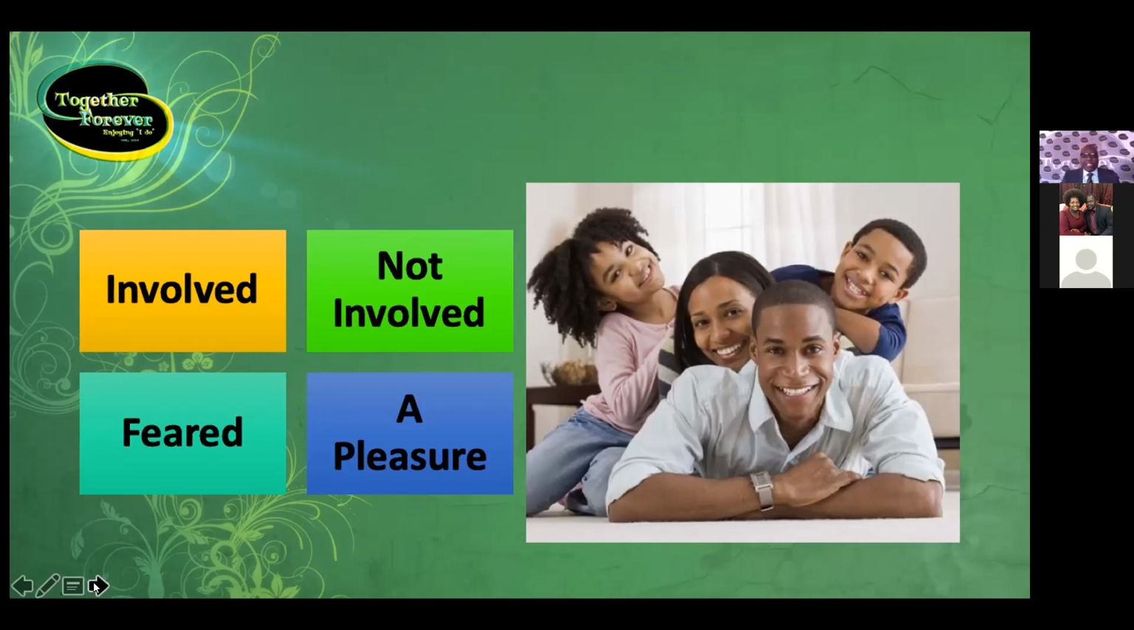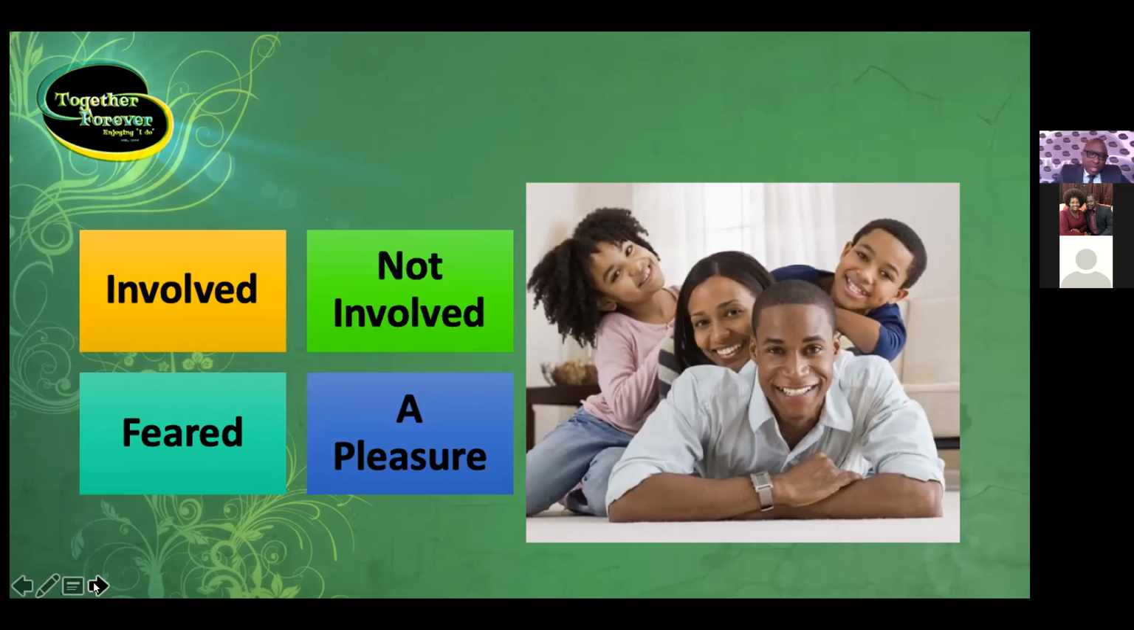Now, generally, when we speak of a resident father, we can assume, because he is biological, that automatically the father is involved. Automatically the father is a pleasure to be around. Now, some of us may be biological resident fathers.